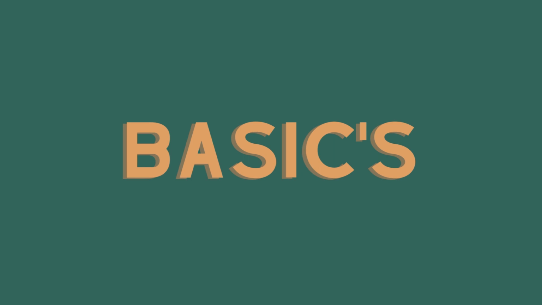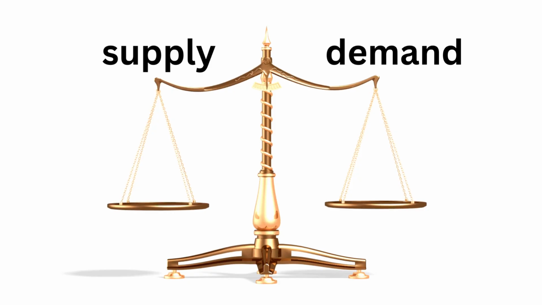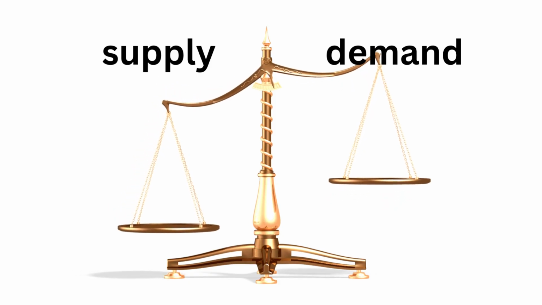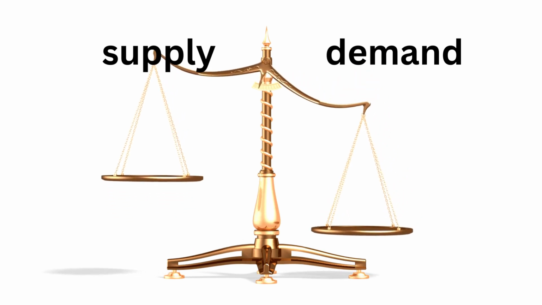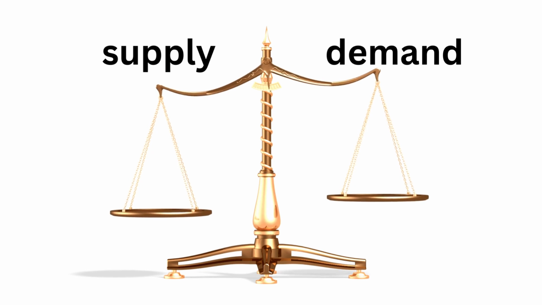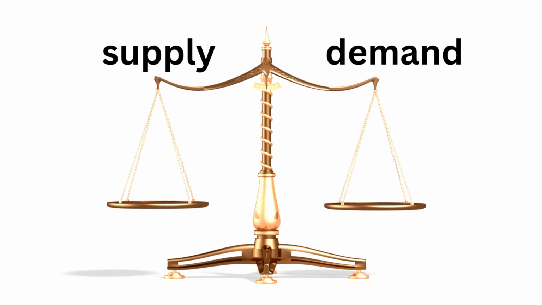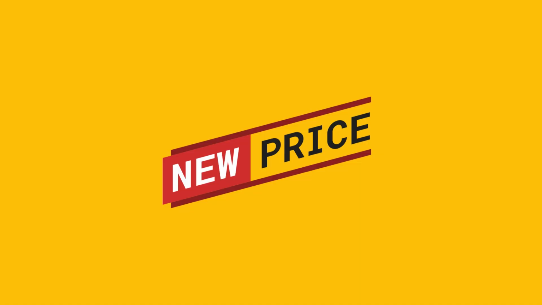The law of supply and demand is the most fundamental principle of economics. It states that the price of a good or service is determined by the balance between supply and demand. The supply curve shows how much of a product suppliers are willing to provide at different prices, while the demand curve shows how much consumers are willing to buy at different prices.